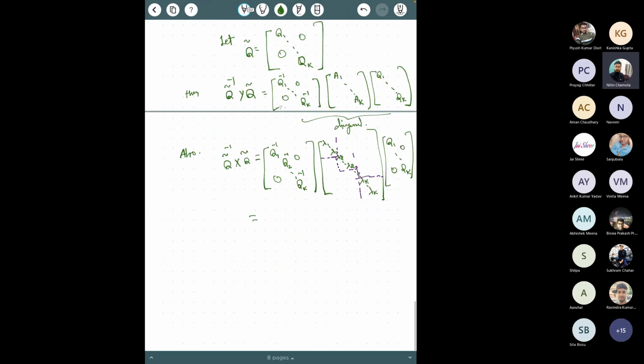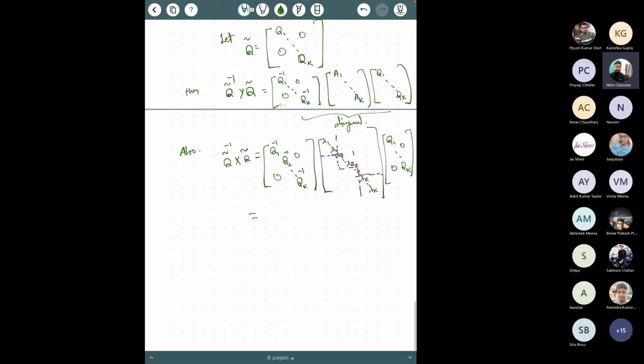Now when you multiply this, what do you get? Can you tell me what would be the first block of this multiplication? Lambda 1 Q1 inverse Q1, which is I. Then lambda 2 Q2 inverse Q2, and so on, lambda k Qk inverse Qk. So basically this also is a diagonal matrix, right? So we get Q tilde such that Q tilde simultaneously diagonalizes both X and Y.